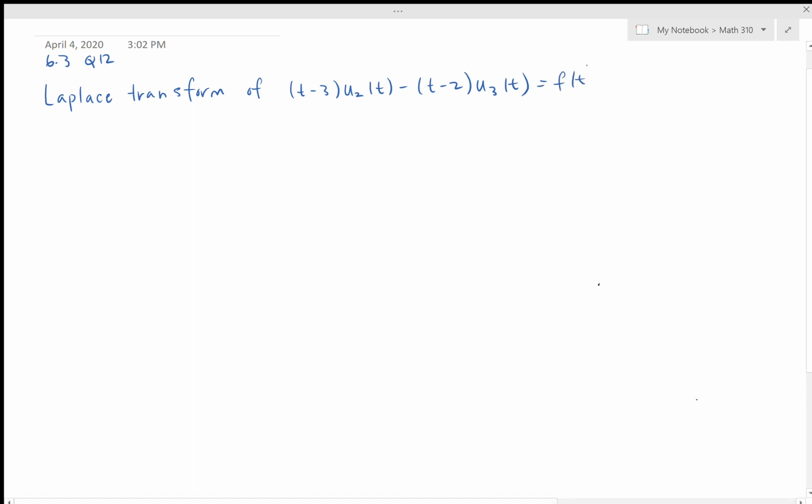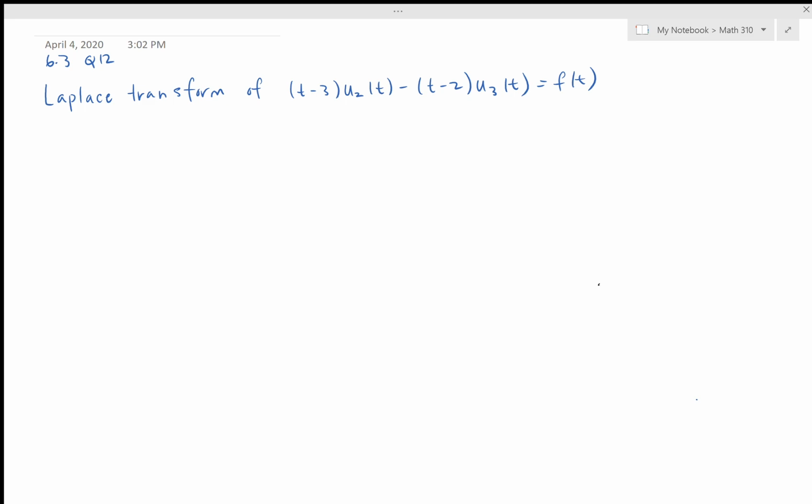This is question number 12 from section 6.3. So the function is a delayed forcing function. It's t minus 3 multiplied by the unit step function at time 2, minus t minus 2 multiplied by the unit step function at t equals 3. The first thing we're going to do is draw a picture of what the function looks like.